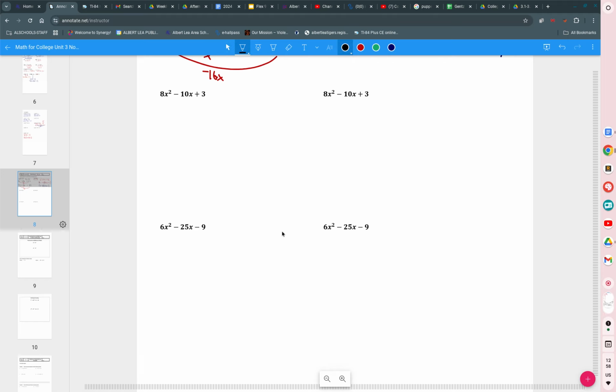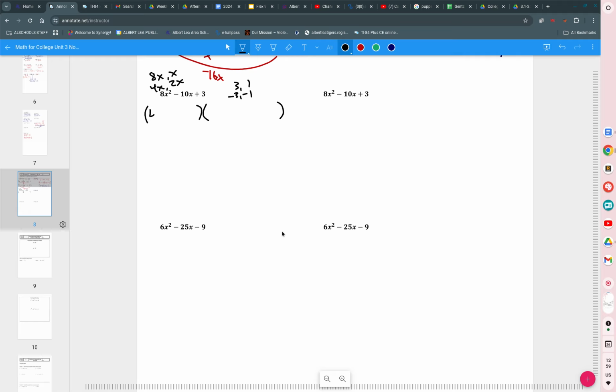I have an 8x squared, so I have either 8x and 1x, or I have 4x and 2x. And I have a 3 on the end. And I know it's either going to be +3 and +1, or it's going to be -3 and -1. Can somebody tell me, is it going to be +3 and +1, or -3 and -1? Because they have to add up to negatives, it's going to be the -3 and the -1.